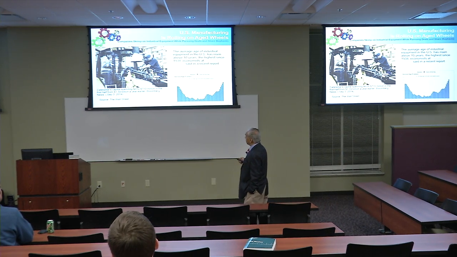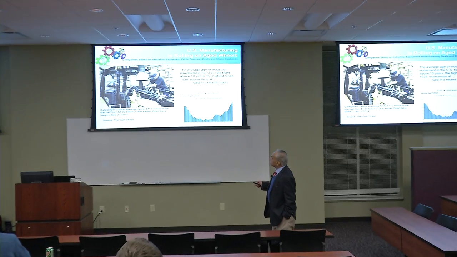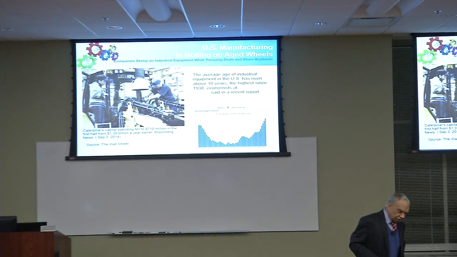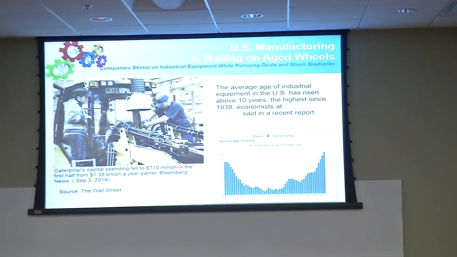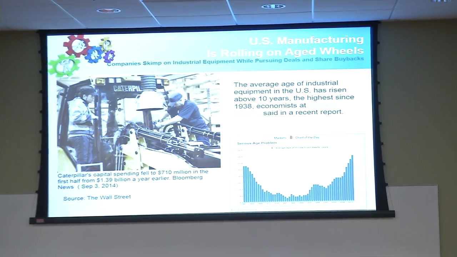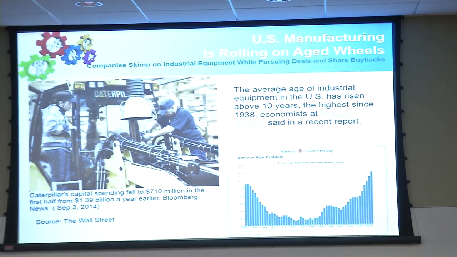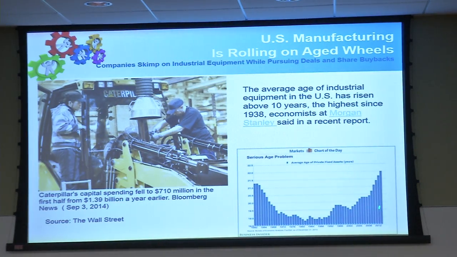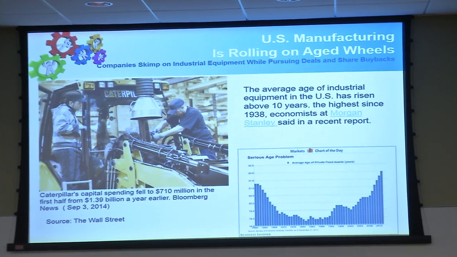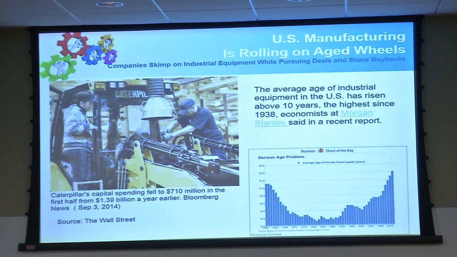It's Wall Street data that came out a few months ago. Companies are cutting back their capital expenditure. They are buying back their stock. They are not investing back. Our age of equipment is going like this. This is the last, 2011. See, the average age of industry equipment in the U.S. has risen over the last 10 years, highest since 1938.